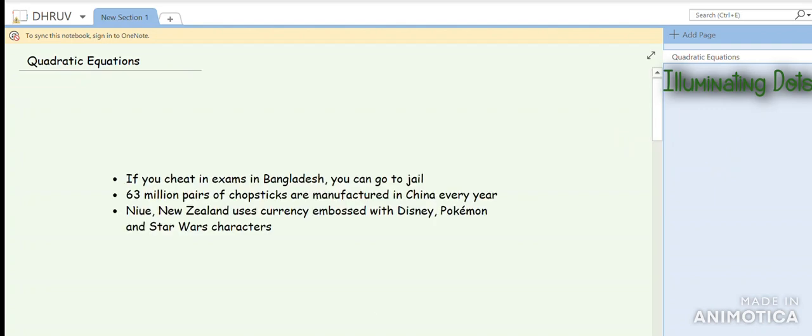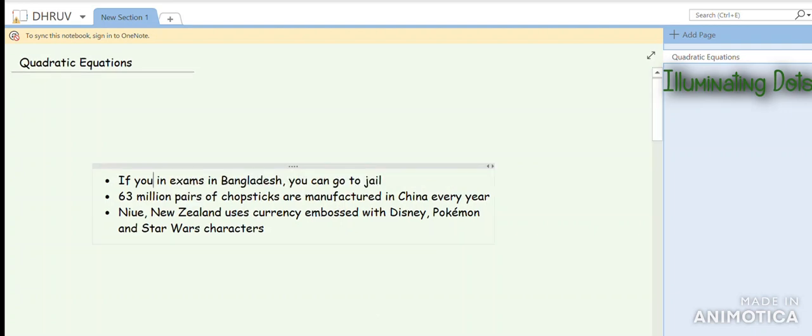If you cheat in exams in Bangladesh, you can go to jail. 63 million pairs of chopsticks are manufactured in China every year, and, sorry for the pronunciation, which is in New Zealand, it uses currency embossed with Disney, Pokemon, and Star Wars characters. Like literally, there's the currency. It has the print or the stamp of Disney, Pokemon, and Star Wars characters. How amazing! So let's just forget it now.